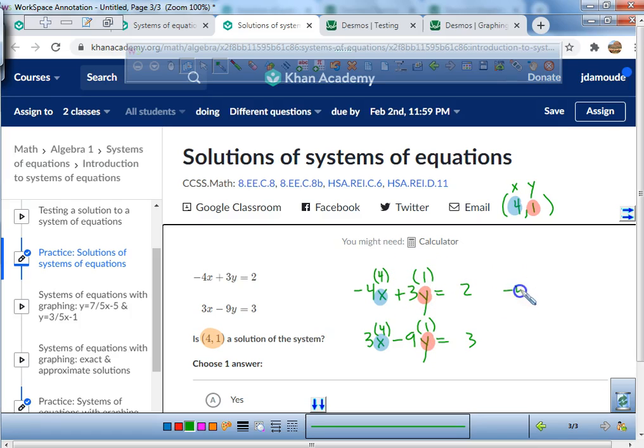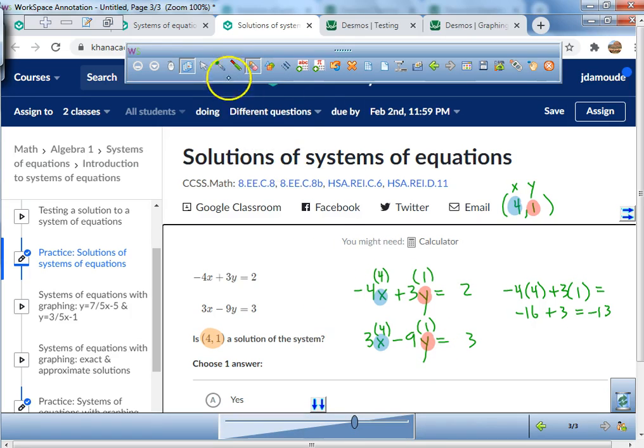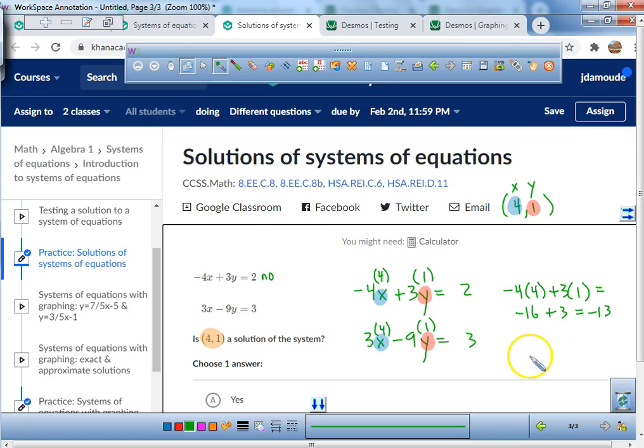So we get negative 4 times 4 plus 3 times 1. So here we get negative 16 plus 3, which equals negative 13. And that's totally not equal to a 2. So this one doesn't work. I guess I probably shouldn't put an X mark, but this one doesn't work. So our answer is going to be no.